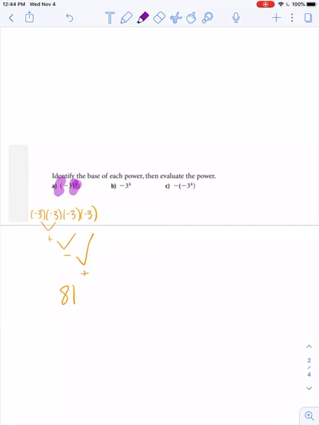For the next example, my exponent is only touching 3. My base would only be the 3. So I know that my answer would be negative 3 times 3 times 3 times 3. I only have one negative, so my answer would be negative 81.